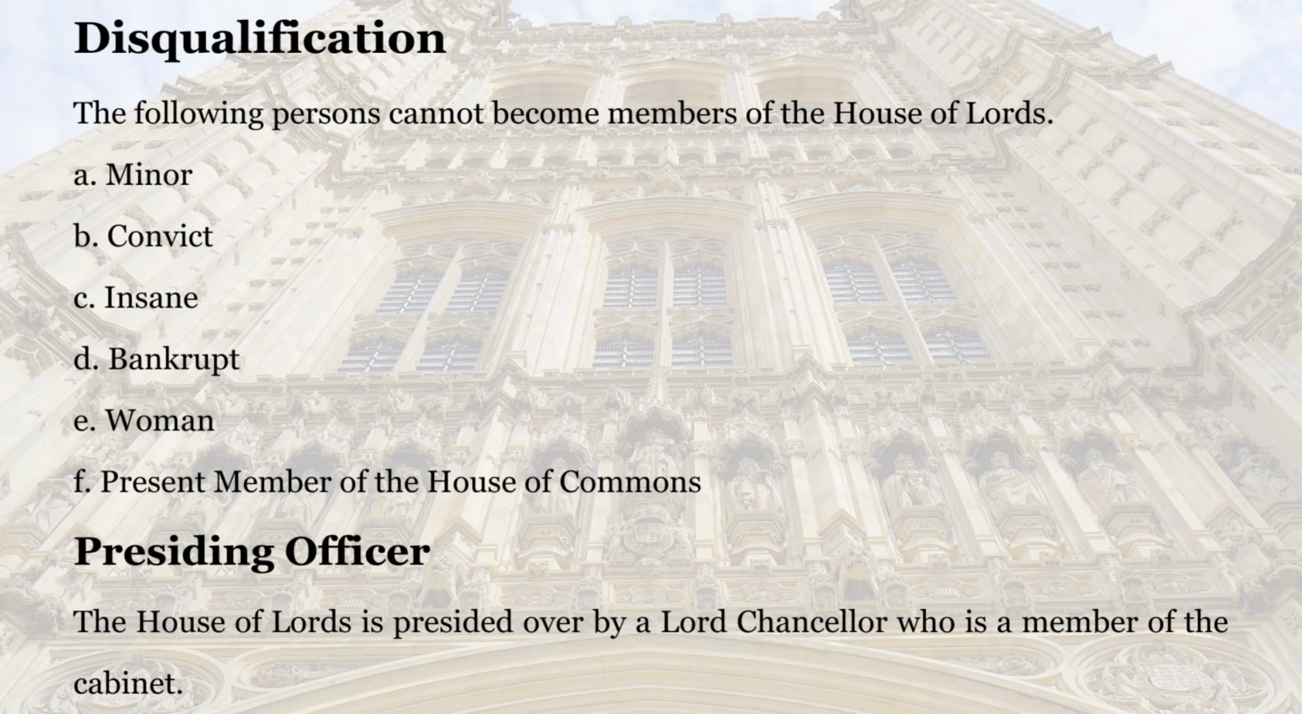Disqualification. The following persons cannot become members of the House of Lords. A. Minor. B. Convict. C. Insane. D. Bankrupt. E. Woman. F. Present member of the House of Commons. Presiding officer. The House of Lords is presided over by a Lord Chancellor who is a member of the Cabinet.